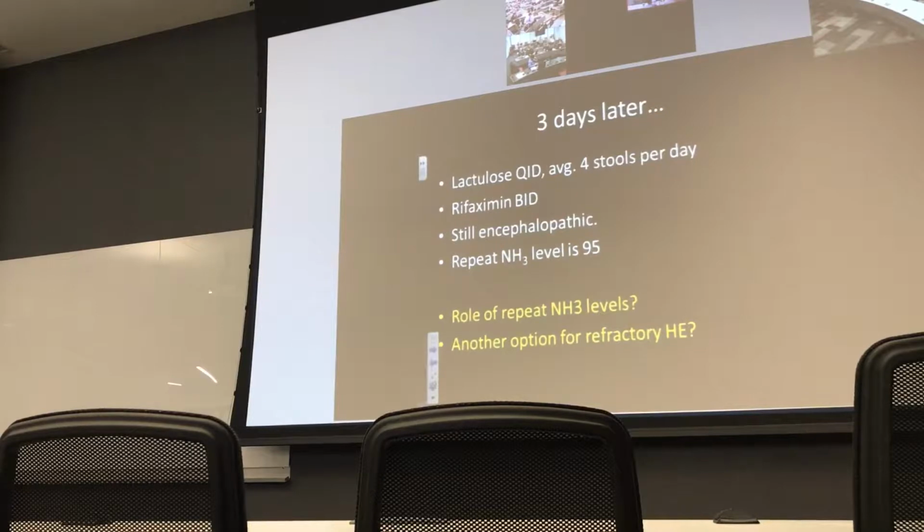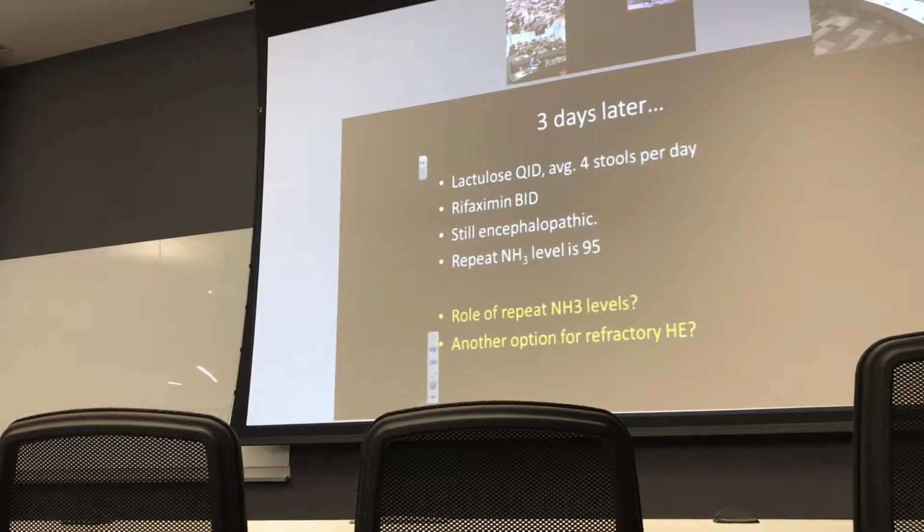So 3 days later, you see he's on lactulose 4 times a day. He's stooling 4 times. He's on rifaximin 220 milligrams twice a day. Still encephalopathic. His repeat ammonia level is 95. So, any thoughts on what we can do for this guy now? This is up for anybody, just to see if anybody has any thoughts.